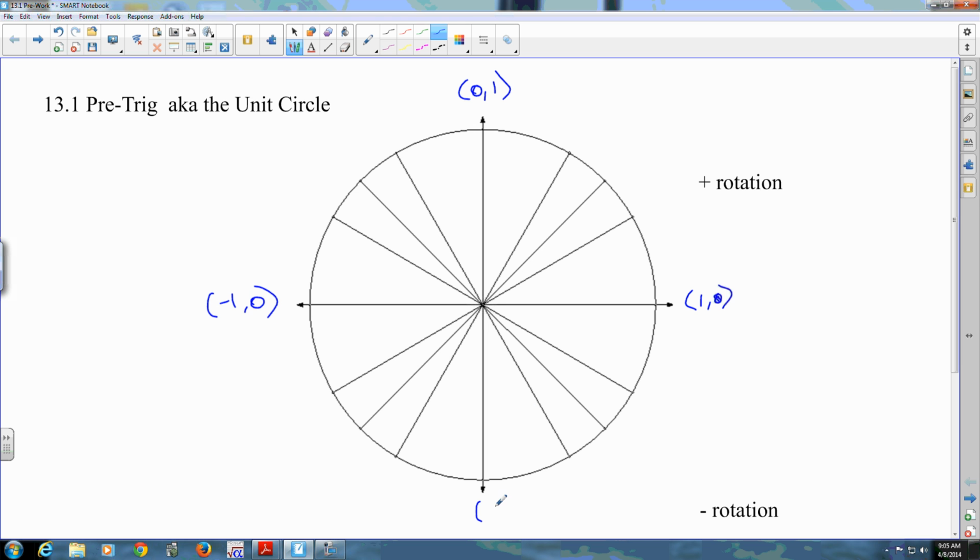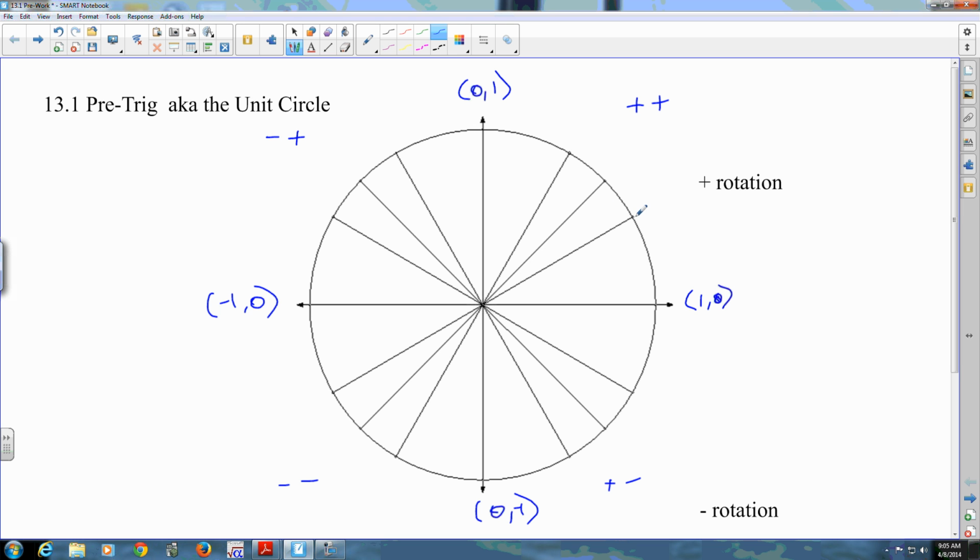And this would be 0, negative 1. Now, the quadrants go plus, plus. Both x and y are positive in this one. X is negative, y is positive. They're both negative. This one, the x is positive and the y is negative.